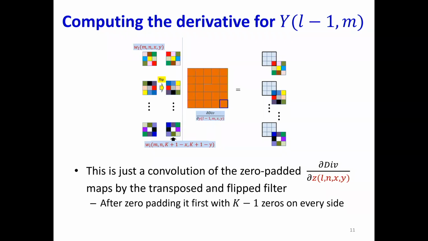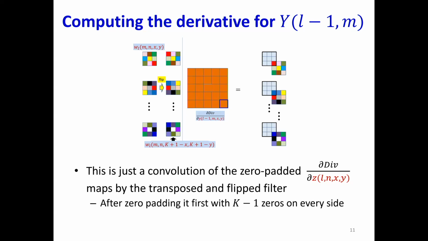K minus 1 to the right and k minus 1 to the left, to make sure that the derivatives you got for the input were the correct size. That makes sense to everybody? Right, yeah. But the operation, of course, was easy. You zero padded the z derivative maps and then transposed the filter. Basically, you pull the mth channel of all the filters, flip them, and then convolve the collection of zero padded derivative maps with that, and that gave you the derivatives for one channel of the input.